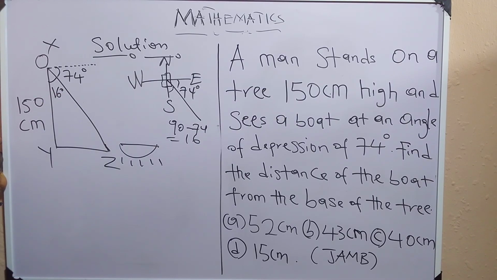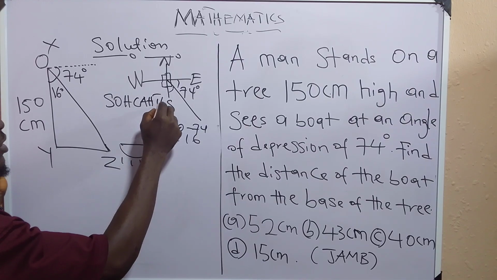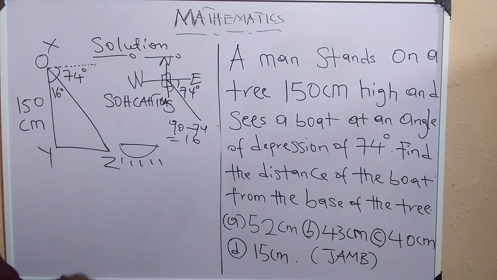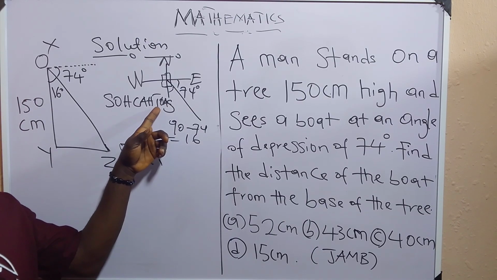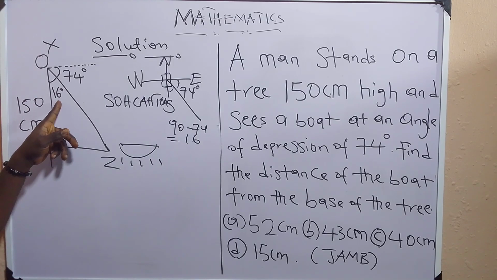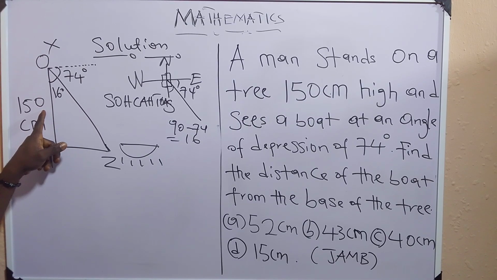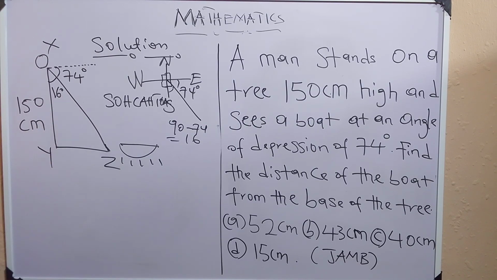Are we together? So the next thing you are going to do is to use the method called SOHCAHTOA. Most of us must be conversant with SOHCAHTOA. Sine is opposite over hypotenuse. Cos is adjacent over hypotenuse. And tan is opposite over adjacent. So your angle is formed here, and what you're looking for, which is YZ, is your opposite, and the adjacent is given. Hypotenuse is not given. So we are using tan, which is opposite over adjacent.